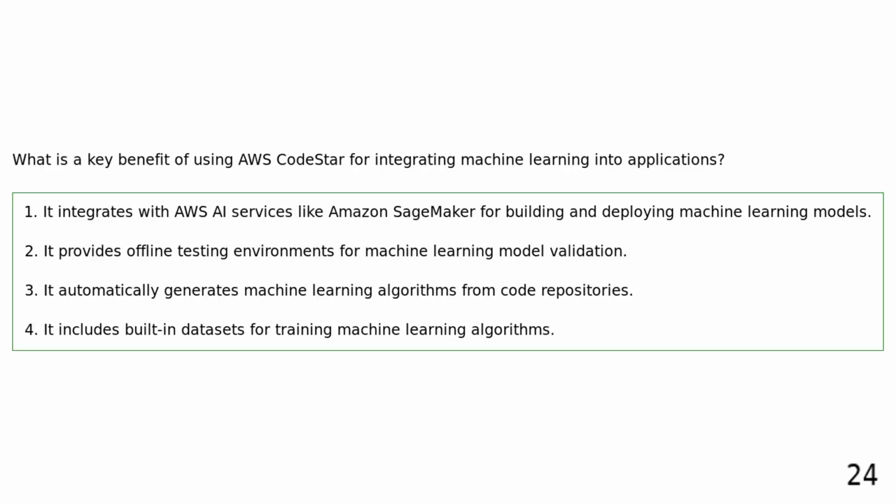What is a key benefit of using AWS CodeStar for integrating machine learning into applications? It integrates with AWS AI services like Amazon SageMaker for building and deploying machine learning models. It provides offline testing environments for machine learning model validation. It automatically generates machine learning algorithms from code repositories. It includes built-in datasets for training machine learning algorithms.